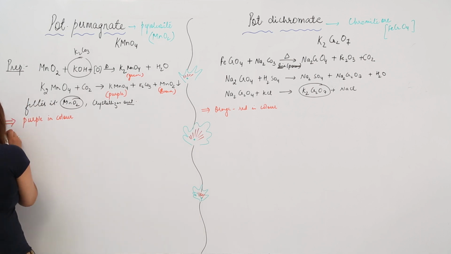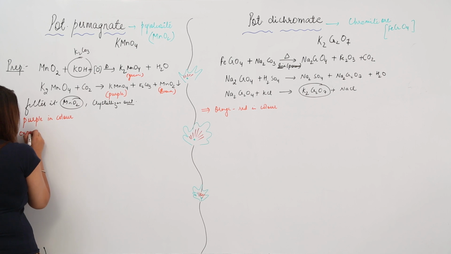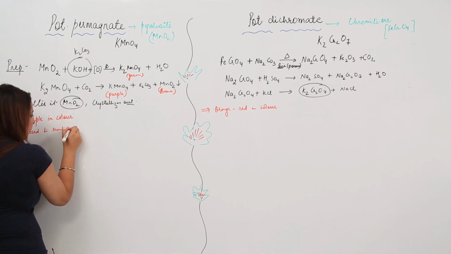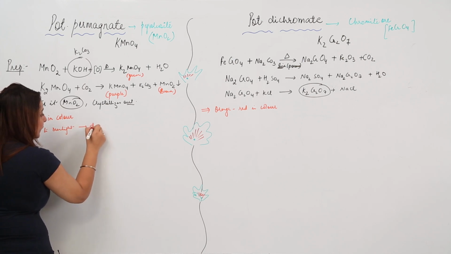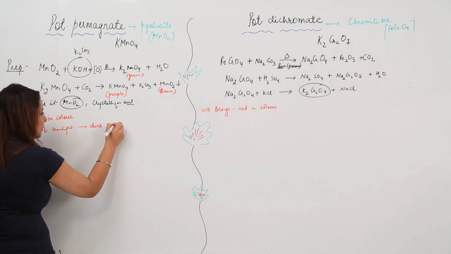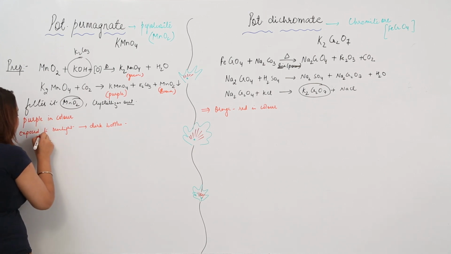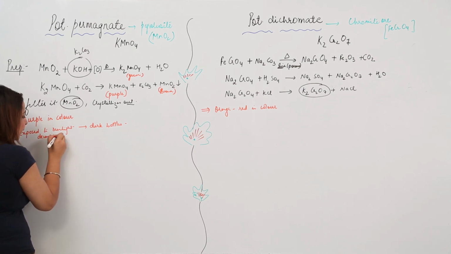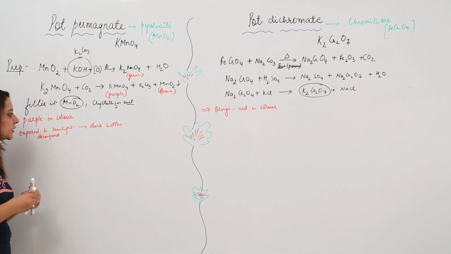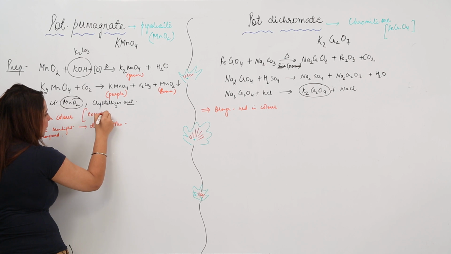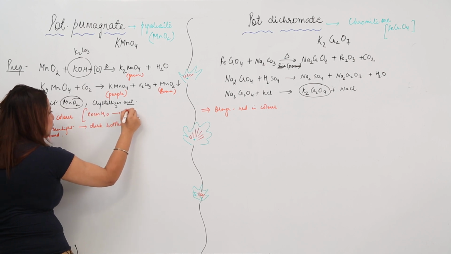Now, if we expose it to sunlight, it gets decomposed. When exposed to sunlight, it gets affected, therefore it is stored in dark bottles. We need to keep it away from the sunlight, otherwise it gets decomposed. And when we add excess water to it, it turns into a pink color solution.